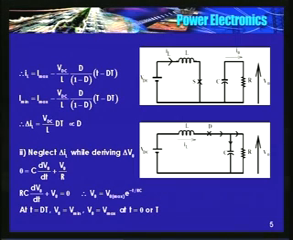So you'll find that 1 minus D cancels with 1 minus D, and I'll get VDC divided by L into D into T. Therefore, ripple in IL is proportional to D in a boost converter. It is very obvious, in the sense that if I close the switch for a longer duration, IL increases linearly.